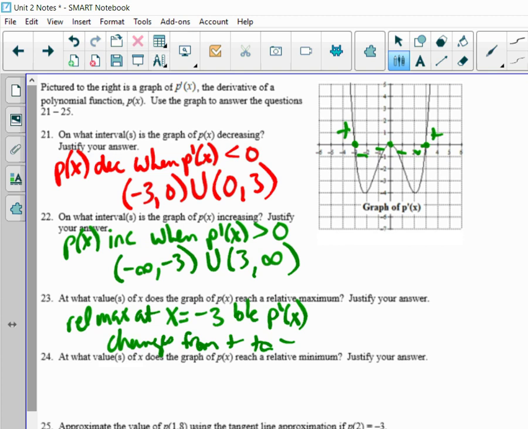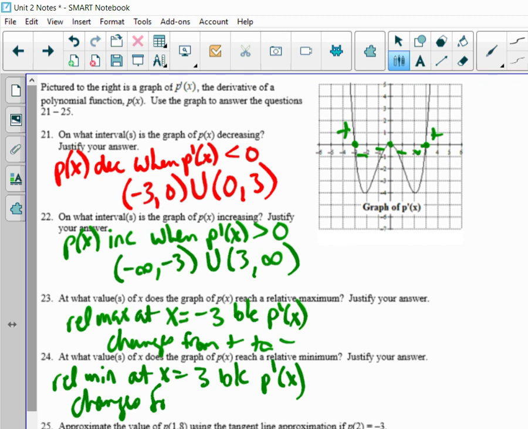Where's the relative min occur? Over there at positive 3, right? For the same reason. So the relative minimum occurs at x equals positive 3 because p prime of x changes from negative to positive. At 0, nothing. It's not a max or a min, right?